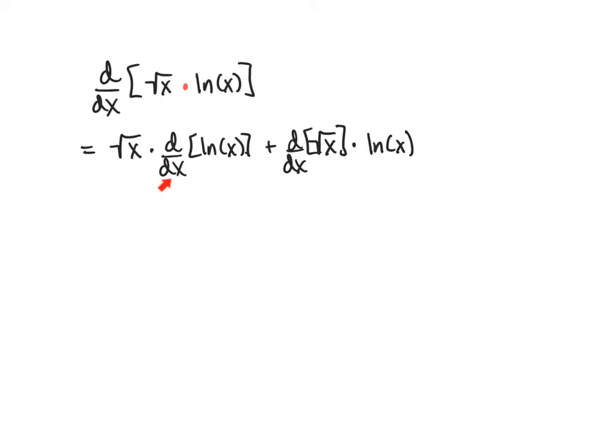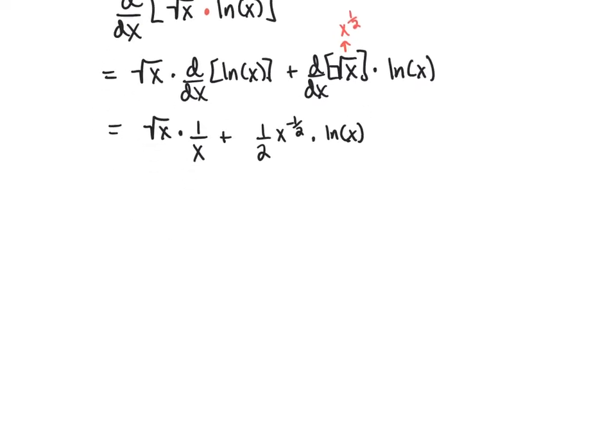Now we're going to take the derivatives that we can using the shortcut rules. So this would be square root of x multiplied by 1 over x plus the derivative of the square root function. We want to treat this like an x to the 1/2. So it would be 1/2 x to the negative 1/2 multiplied by the natural log of x.